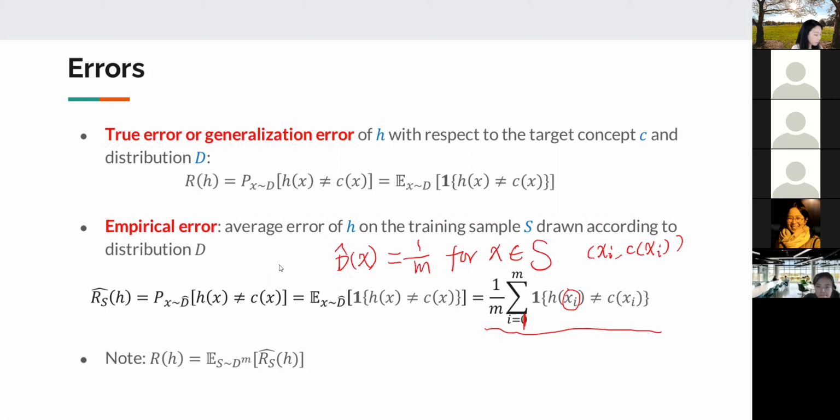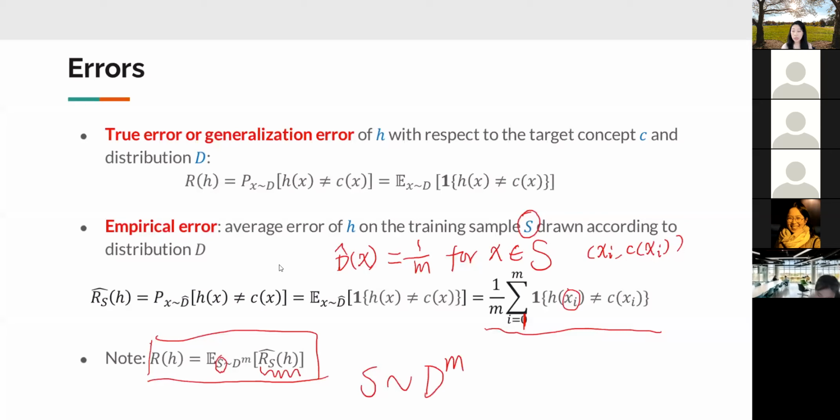Let me finish the last one. I just wanted to mention that R of h is going to be an expectation of this empirical error. As I mentioned before, you can take the expectation over different samples to get the true error, because the empirical error depends on this S, which is one draw from the underlying distribution. You want many draws, so you take the expectation over S. S ~ D^m is a very common notation: each example is drawn from the underlying distribution D, and the sample has m such examples.